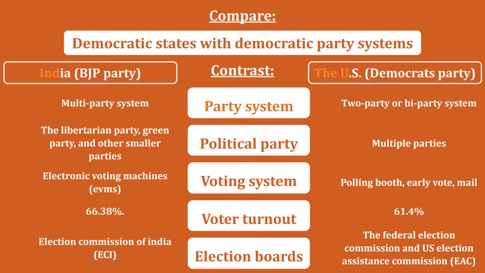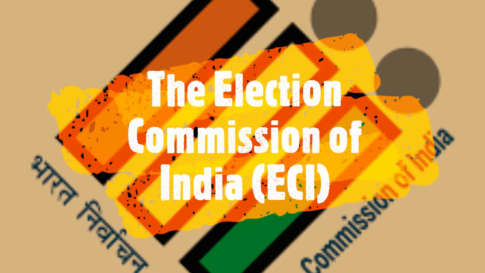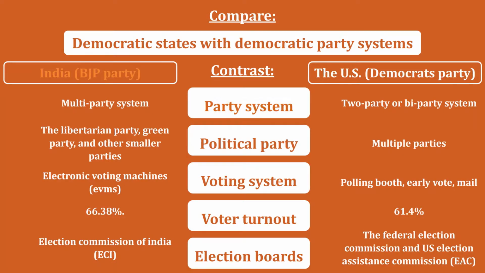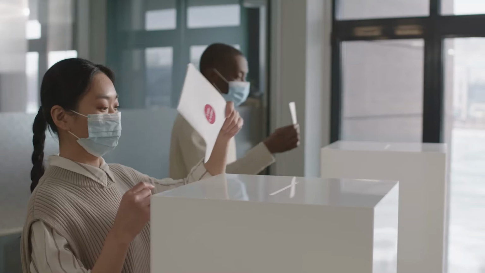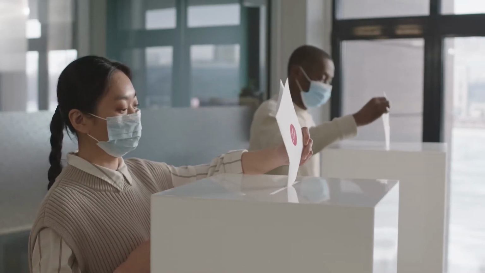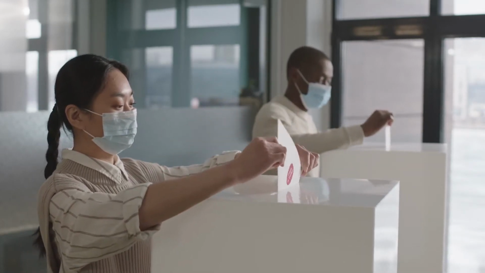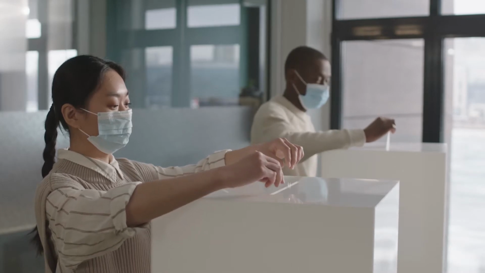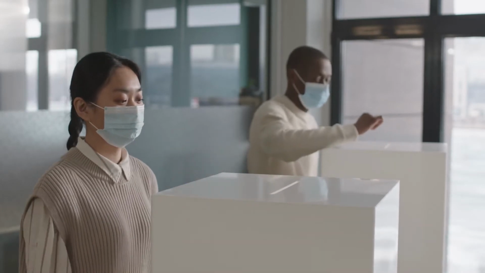For voting system, the Election Commission of India has opened up to the possibility of e-ballots, allowing voting through electronic voting machines, EVMs, for overseas elections, while in the US, its voting system is quite flexible and advanced. There are multiple methods approved to let you cast your vote: polling booths, early vote, and as well as mail.